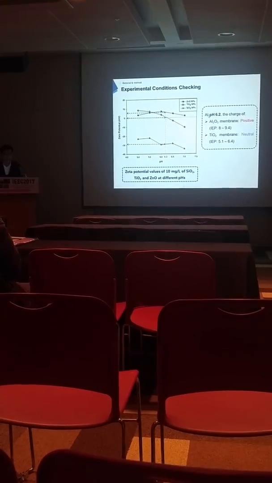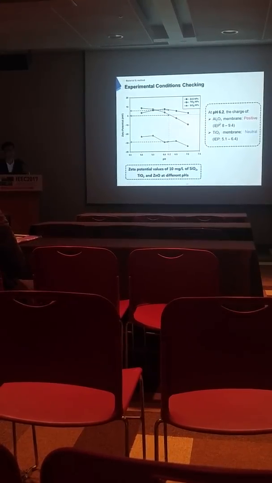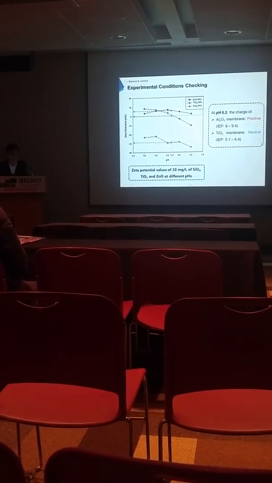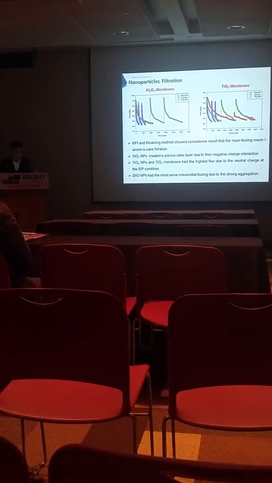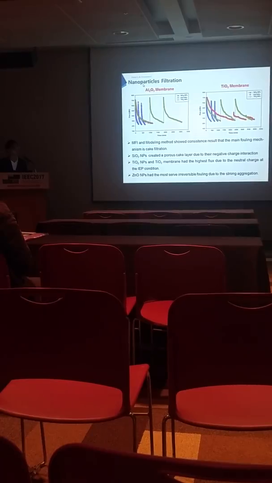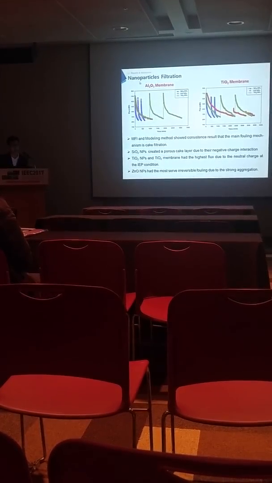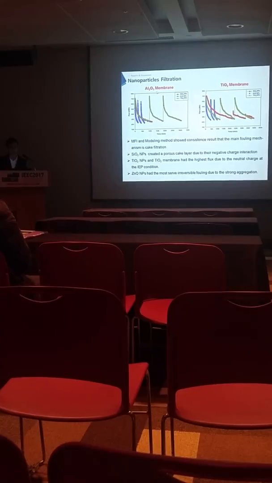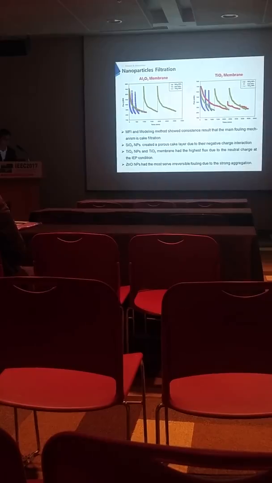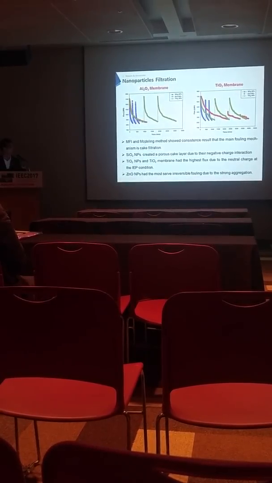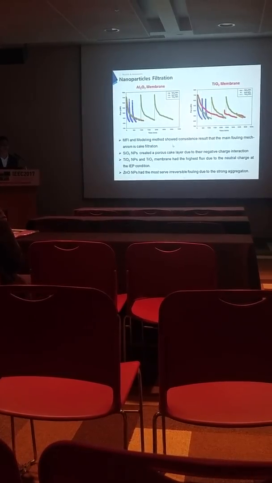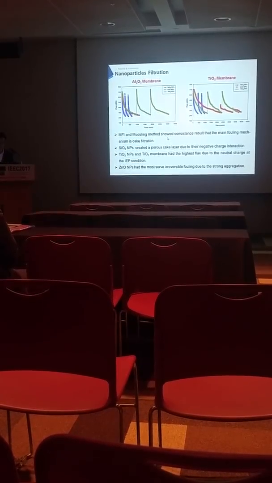And also at pH 6.2, the aluminum oxide membrane will have a positive charge, and the titanium oxide membrane will have a neutral charge. This is the result of the filtration. Firstly, I filtrated the nanoparticles through the two membranes, the aluminum oxide membrane and the titanium oxide membrane. The result I got is that, firstly, the MFI and modeling methods show a consistent result: the main fouling mechanism on the membrane is cake filtration.